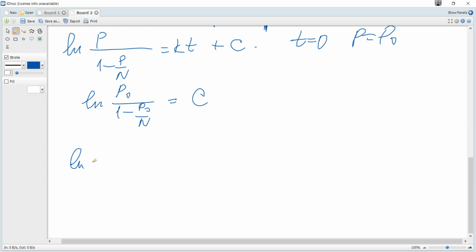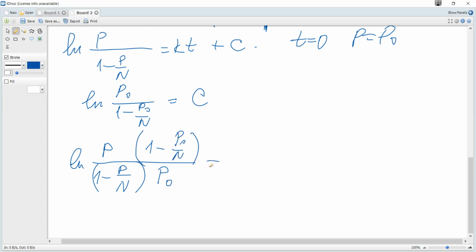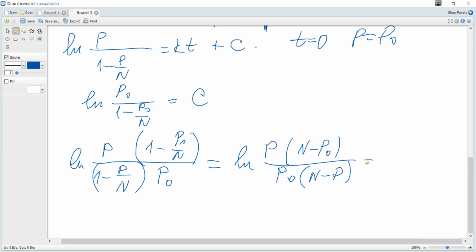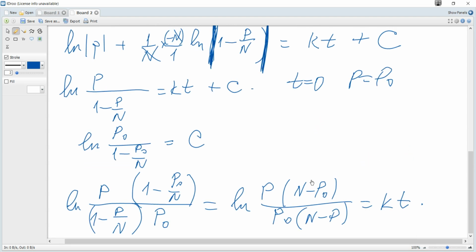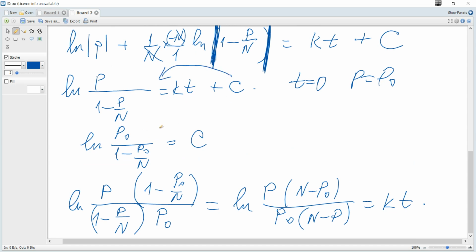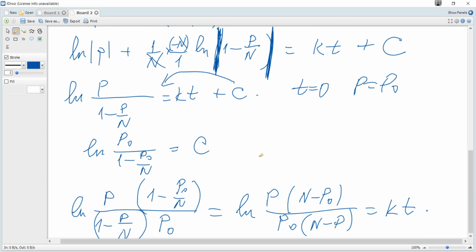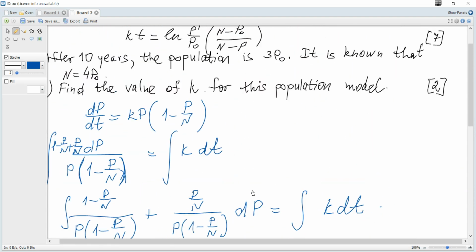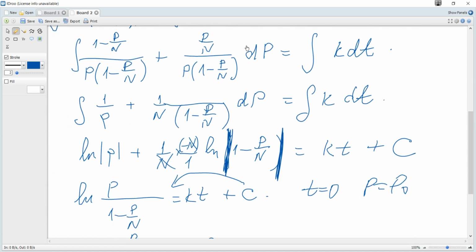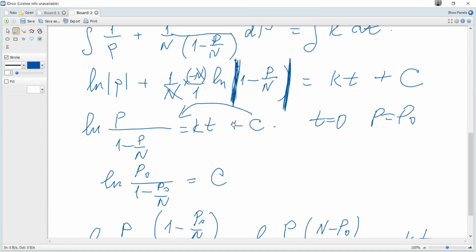So it becomes ln of P times 1 minus P0 over N, divided by P0 times 1 minus P over N, is equal to kt. We can multiply each term by N to get ln of P times N minus P0, over P0 times N minus P, and it is equal to kt. As required. Let's check P times N minus P0. Yes, it's correct.